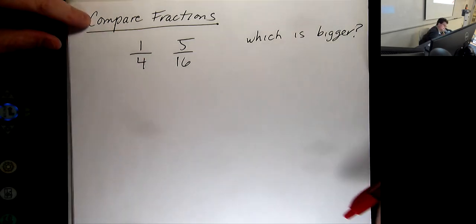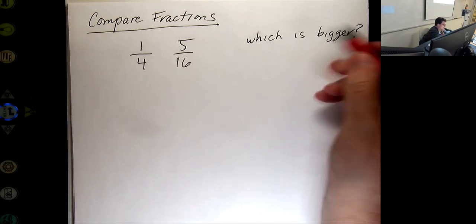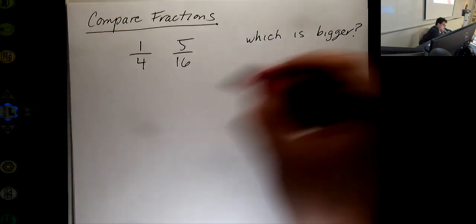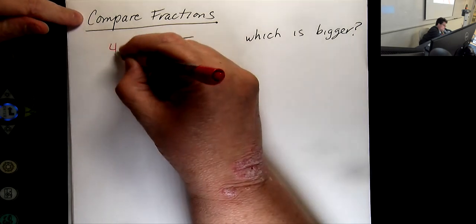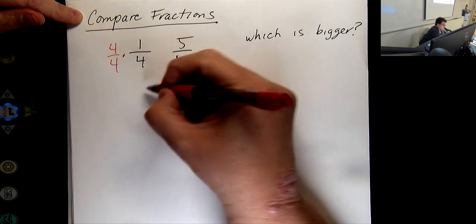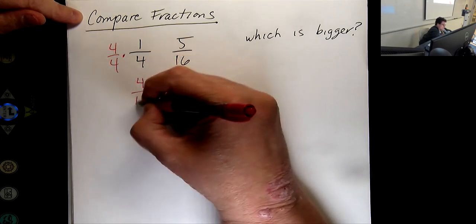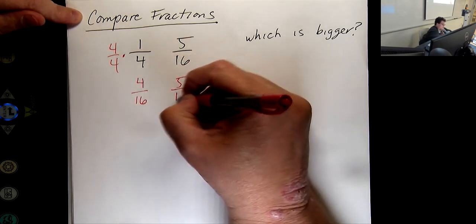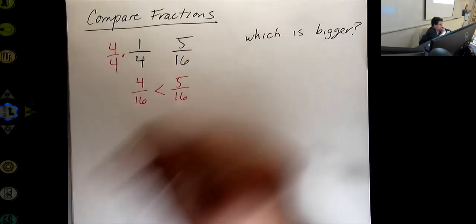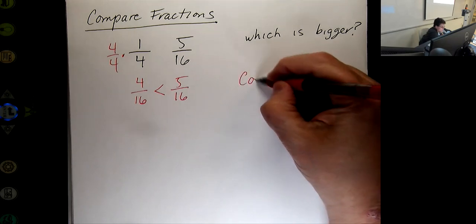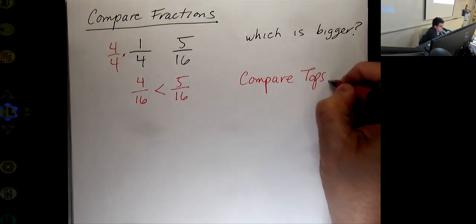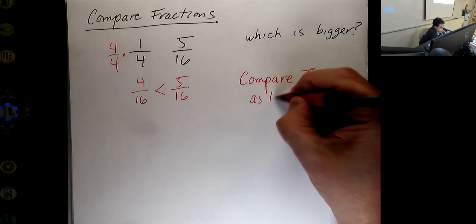So one thing we could do is get a common denominator. I could multiply this by 4/4. We just showed 4 and 16 had a common denominator like this. So this would be 4/16 and 5/16. So clearly the 5/16 is bigger than the 4/16 because we compare tops, as long as the bottom is the same.